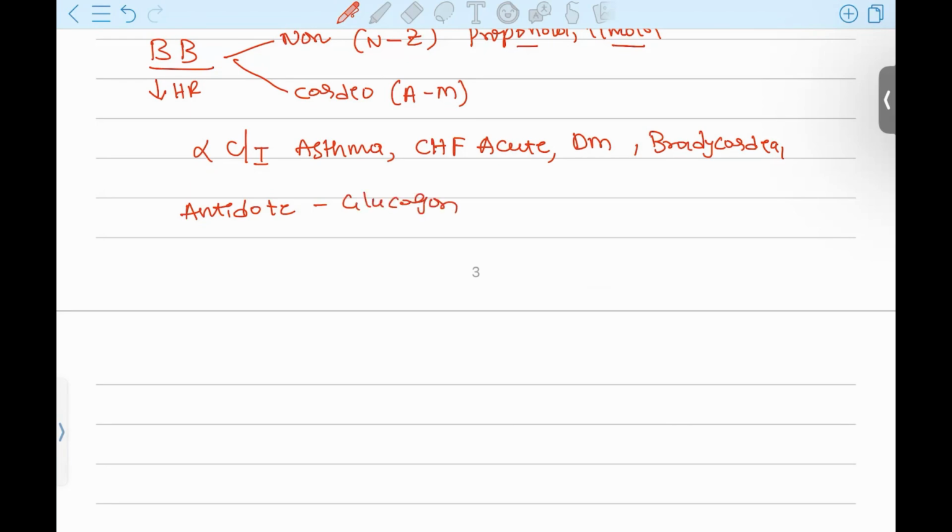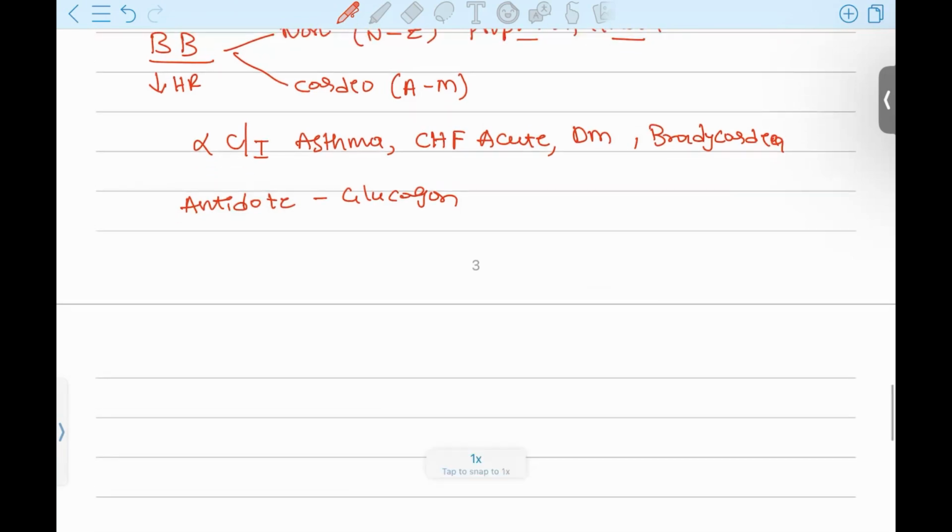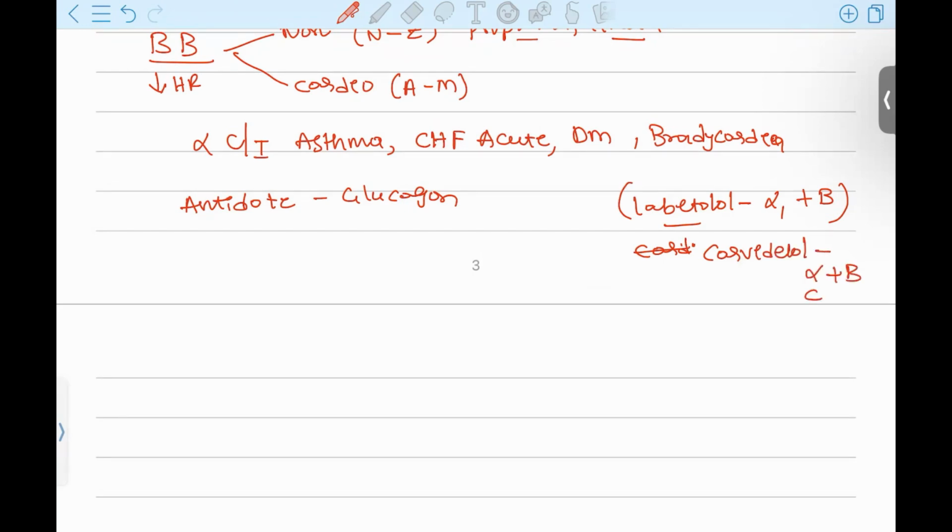All right. And some of the drugs that you have to know, like labetalol. Okay, labetalol acts on both alpha 1 and beta receptors. And carvedilol. Okay, carvedilol acts on alpha plus beta and also has calcium channel blocker activity. So this is what happens with these beta blocker drugs.